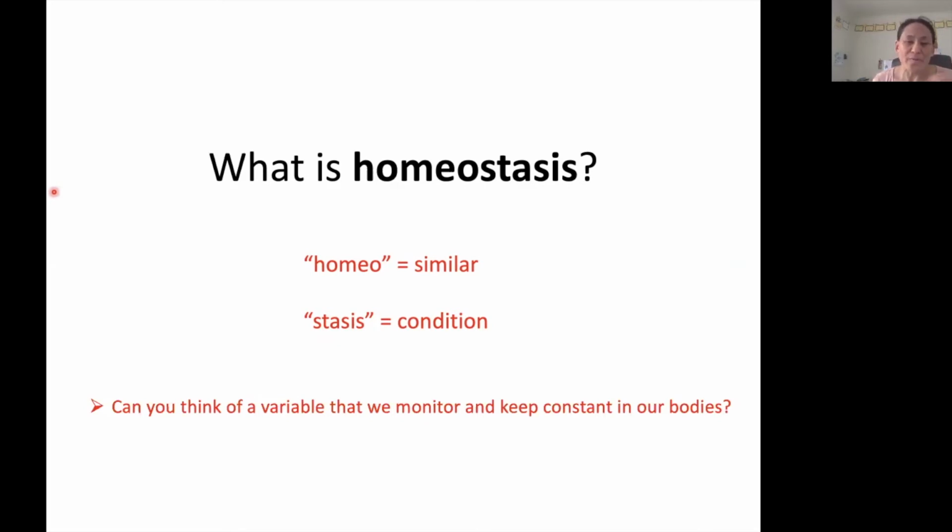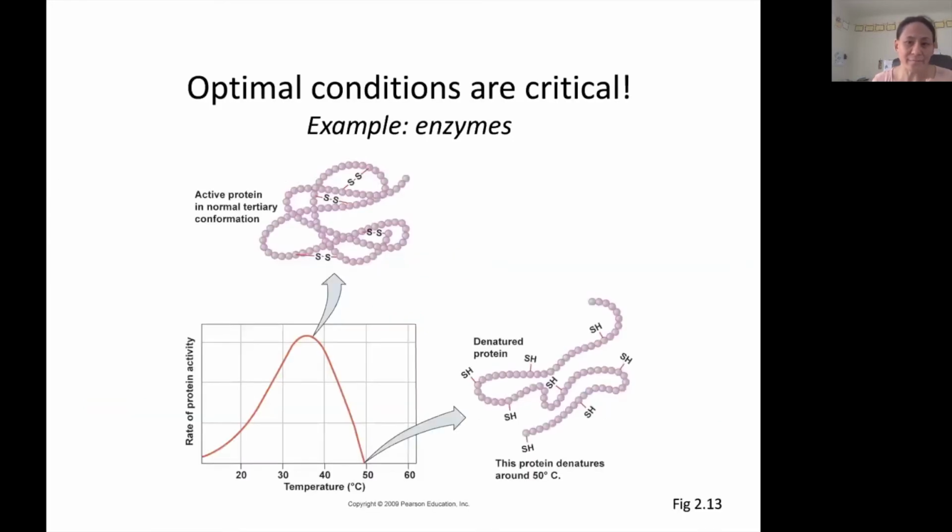Okay, so hopefully you have answered that question. We will discuss your ideas when we meet up in class. Right now, we will move ahead. What I want to do right now is give you a couple examples of the kinds of things that we need to keep constant in our bodies in order for our bodies to function properly. So here's an example.